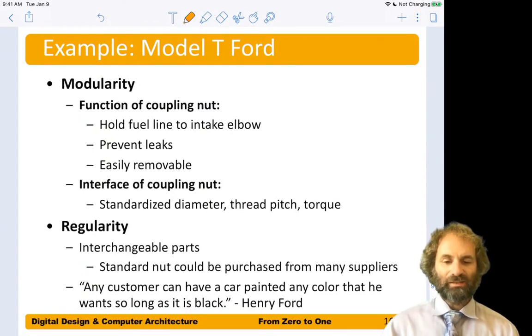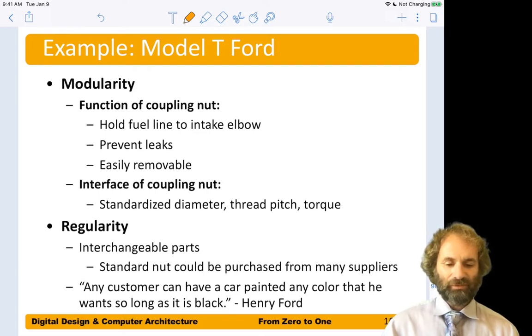Next, let's look at modularity. So the nut has a well-defined function and interface. The functions of the nut include holding the fuel line to the intake elbow, preventing leaks, and being easily removable so that we could repair the system. The interface is standardized. It has a standard diameter, a standard thread pitch, a standard torque. So we can build a standard fuel line and a standard intake elbow held together by the standard coupling nut. And if something breaks, we can replace any one of them without having to custom craft the others.